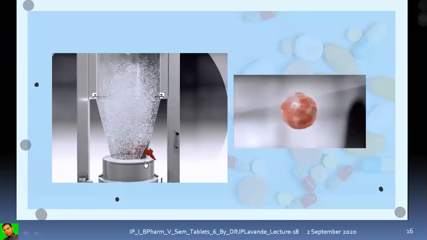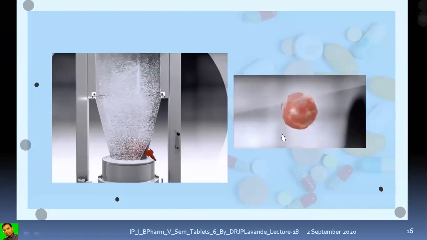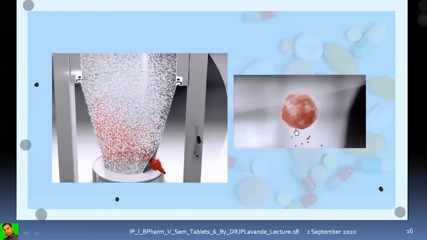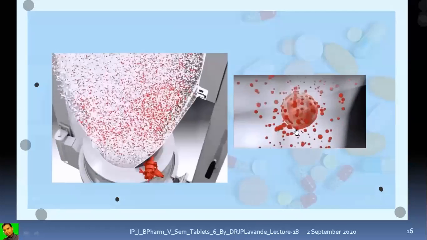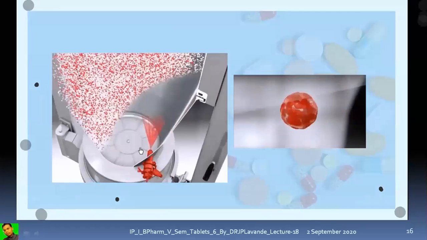You can see there is a spray assembly from this side, and let us assume that this is the particular material which is to be coated, right? So air is injected from the bottom, and as a result of which the material in the perforated basket is coated. Air and coating spray guns plus filter bags.